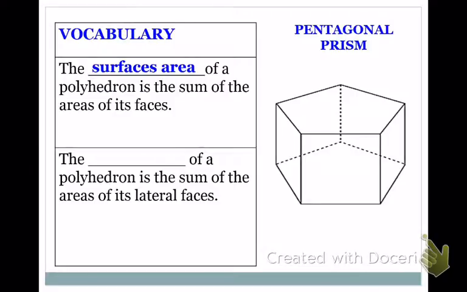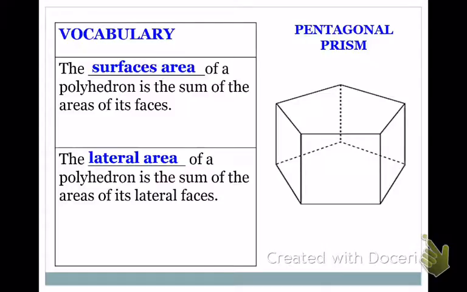The surface area of a polyhedron is the sum of the areas of its faces. So here I would add 2 pentagons and 5 rectangles to find the surface area of the polyhedron. The lateral area of a polyhedron is the sum of the areas of its lateral faces. So you're just adding the area of the sides if you're doing the lateral area.